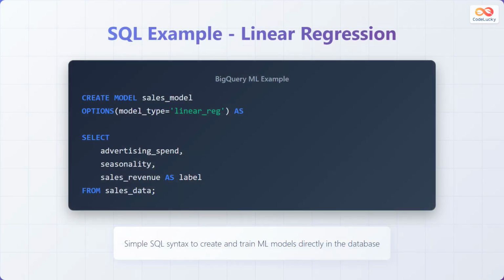Here's a simple SQL example using BigQuery Machine Learning to create a linear regression model. The statement: CREATE MODEL sales_model OPTIONS(model_type='linear_reg') AS SELECT advertising_spend, seasonality, sales_revenue AS label FROM sales_data. This SQL syntax shows how easy it is to create and train machine learning models directly in the database.